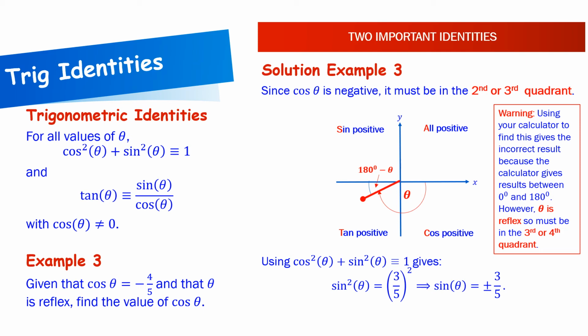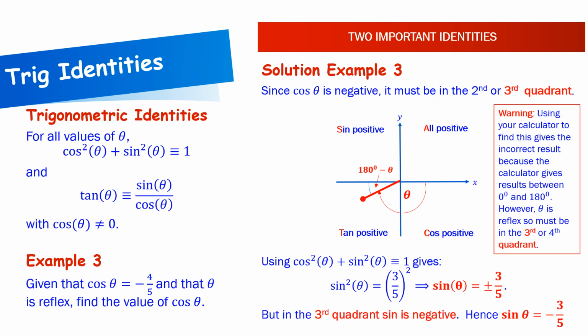Now, how do we know which of these it is? In the third quadrant, sine is negative. So therefore, we must take the negative value, and sine theta equals minus 3 over 5.